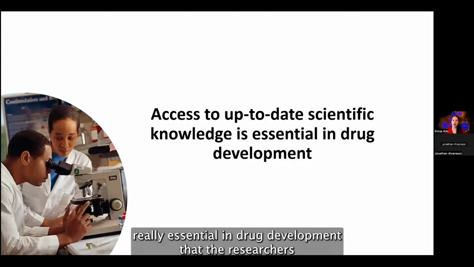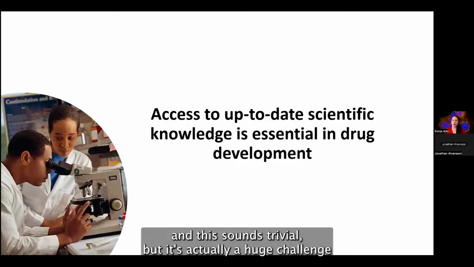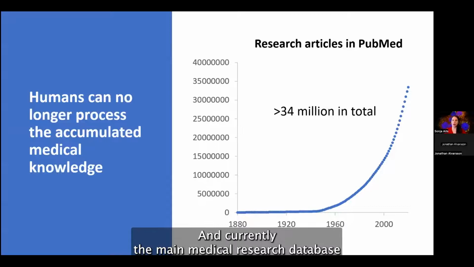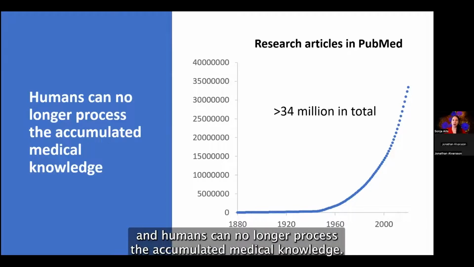And it's really essential in drug development that the researchers involved in this process, and also the other people that are supporting it, have access to up-to-date scientific knowledge. This sounds trivial, but it's actually a huge challenge because the up-to-date knowledge is growing steadily. Currently, the main medical research database, which lists scientific literature, has over 34 million articles. And humans can no longer process the accumulated medical knowledge.